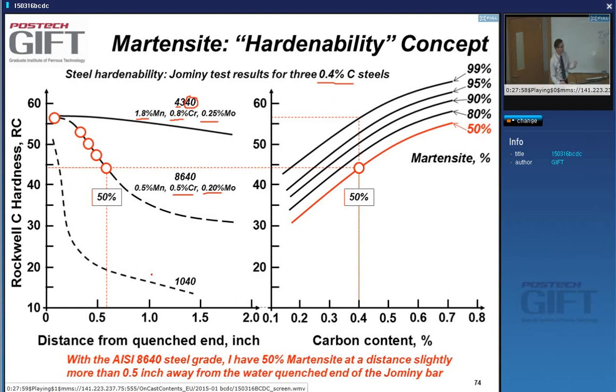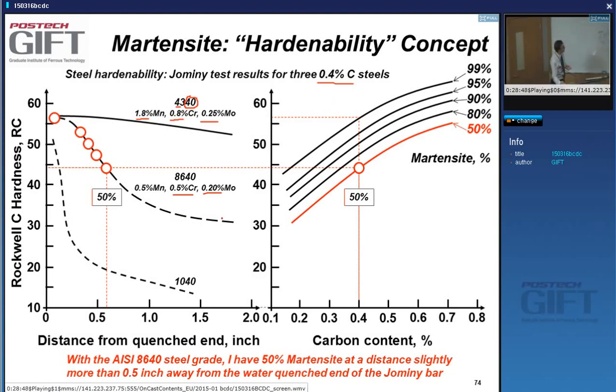because you have this behavior. If you have lower cooling rates, you form softer constituents, ferrite, pearlite, things like that, bainite, that are softer than martensite, so you get a very big drop in the hardness. The top one is almost insensitive to the cooling rate. I can be at the quenched end, but very far from the quenched end, I still have pretty appreciable hardness. So this material is very hardenable. And the intermediate one here, the 8640, I can see that it drops off, and this is the hardness.